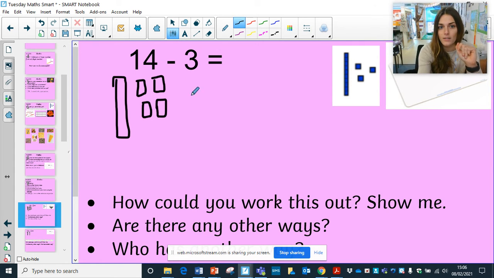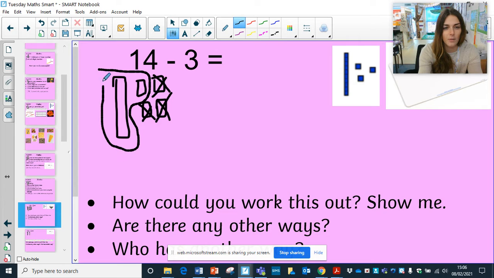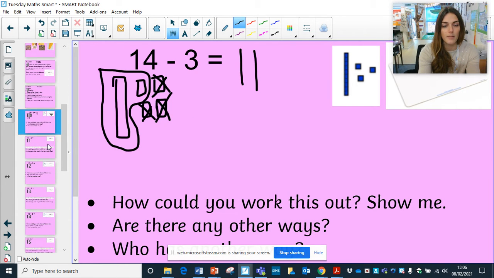I need to look at my ones. I'm taking 3 ones away. So I've got 1, 2, 3. And like I said, what you can then do is circle what is left. And then write your answer in. So it's about holding that 10 in your head and counting on, 10, 11. So we're going to write that in. Okay, so that is one way you can work that out. We're going to move on to the next slide now and look at what other methods there are.